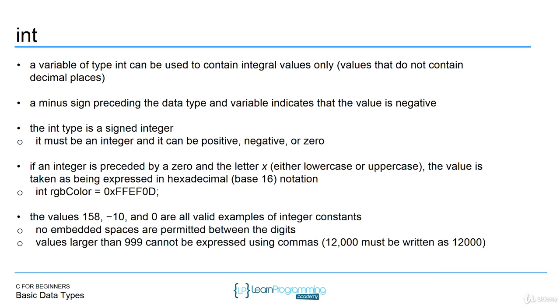The values 158, negative 10, and 0 are all valid examples of constants that you can assign to integer variables. There's no embedded spaces permitted between the digits. Right? And if you try to assign a value larger than 999, you can't use commas. So don't try to assign a value to a variable named x with 12 comma 000. You have to do 12,000.